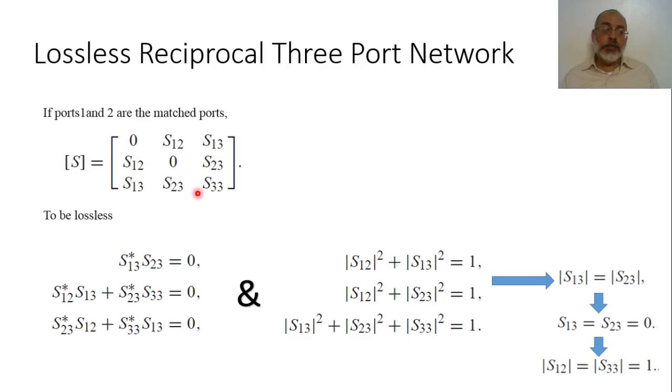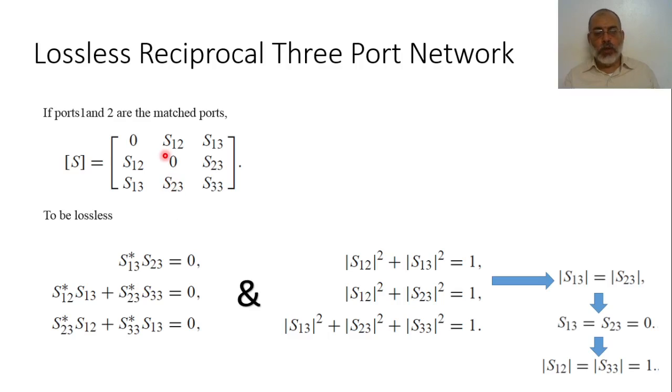In this case, to satisfy the condition for lossless, this means that if we are going to sum the magnitude square of any row or any column, it should be unity. In addition, the multiplication of the conjugate of any column by another column, or any row by another row, should be 0. These two conditions should be satisfied such that the network is lossless.